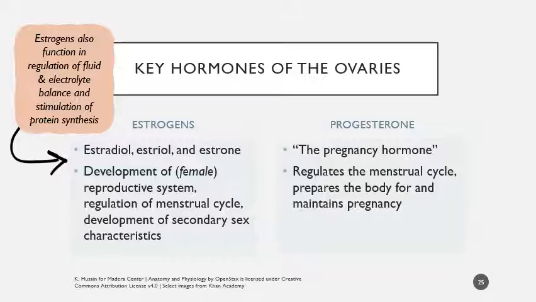Progesterone is often called the pregnancy hormone. It's associated with regulating, again, the menstrual cycle, but also for preparing the body for and maintaining pregnancy.